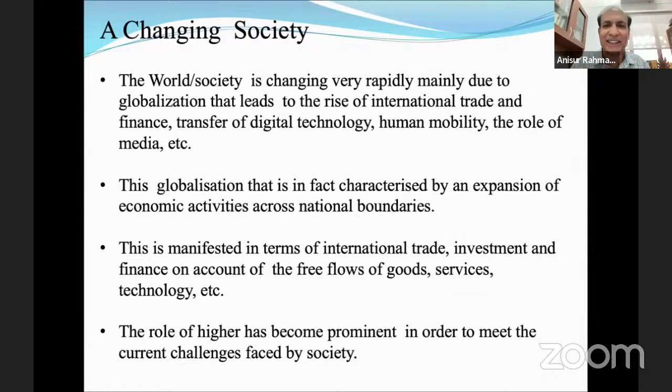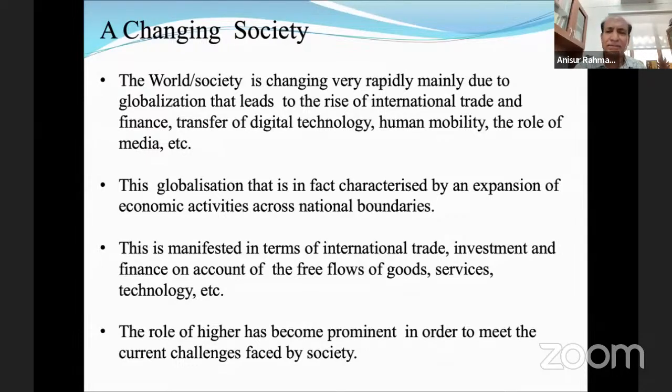We all know that society is changing very rapidly, no doubt. And this is all happening on account of globalization. We would have never thought that this kind of situation was going to be there, and this is happening. So in today's world, there is a rise of international trade and finance, transfer of digital technology, human mobility, and the role of media. We are all watching, we are all witnessing.